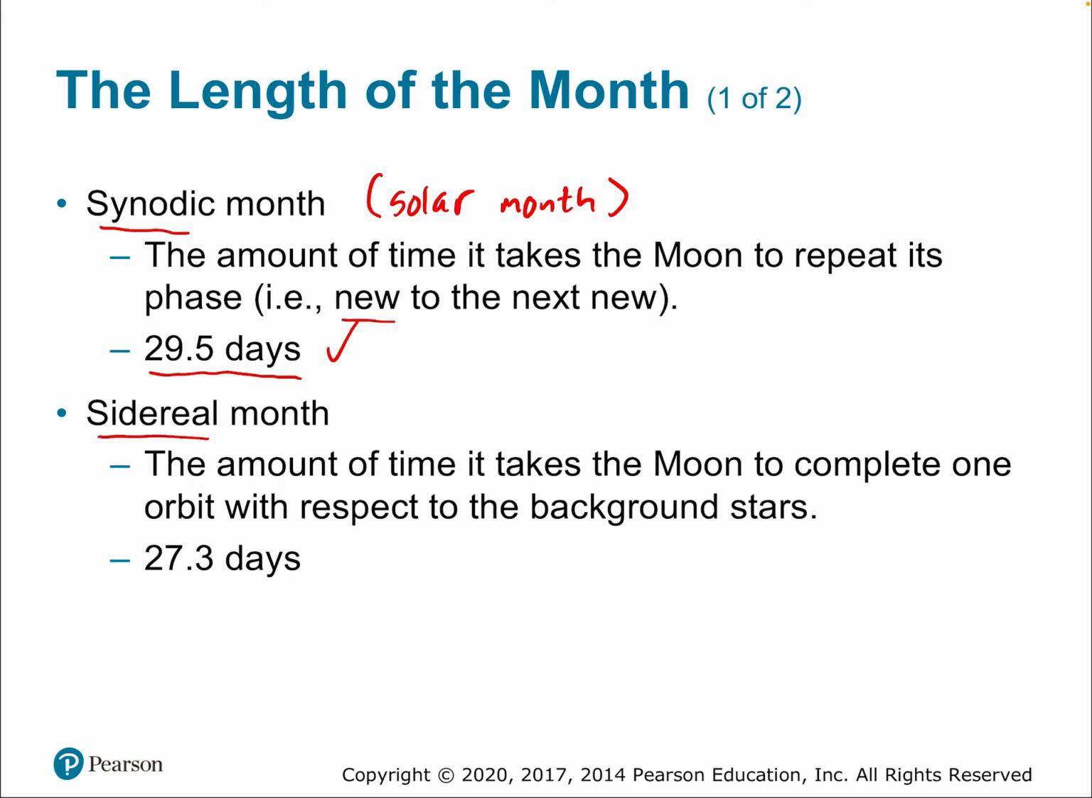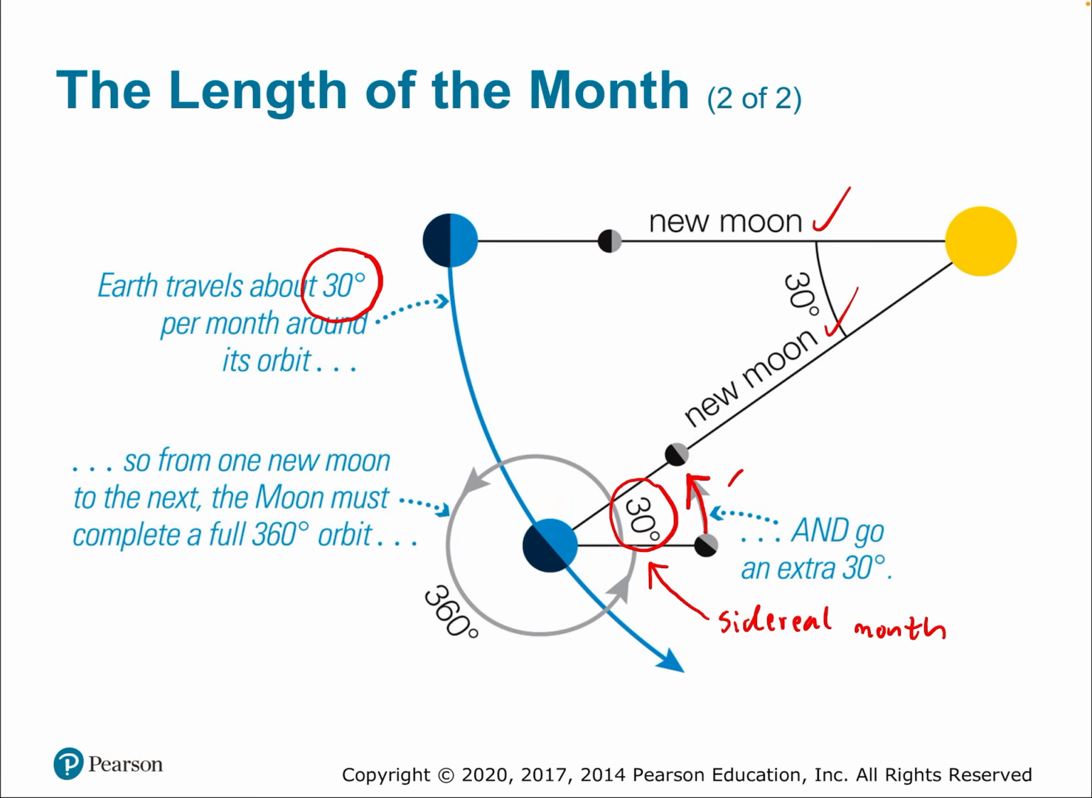Okay, so the amount of time it takes the moon to complete one orbit with respect to the background stars, right? Or Earth for that matter, but again, making it relative to the background stars is also fine. And here we can see that it's over 2 days shorter. All right, so it takes 2 extra days to cover this distance here. So about 2 days for the moon to cover that distance.